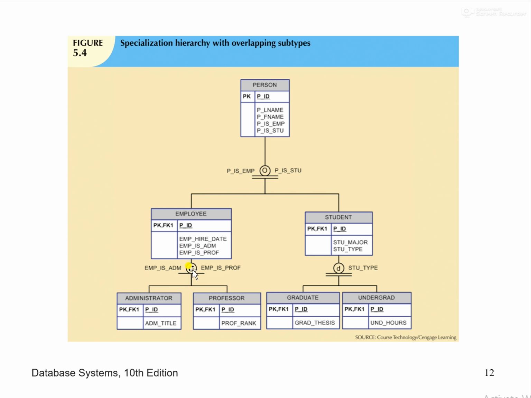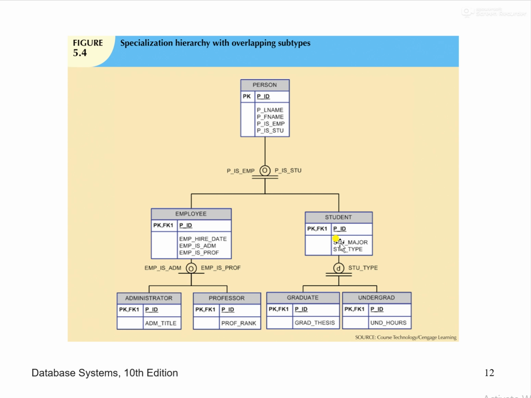They again have an overlapping subtype. So administrator is an overlapping subtype of employee. It is possible that there is one professor who is also an administrator, like a dean or HOD. So they are an administrator and at the same time they are a professor. So this is again an overlapping subtype between employee and administrator and professor.